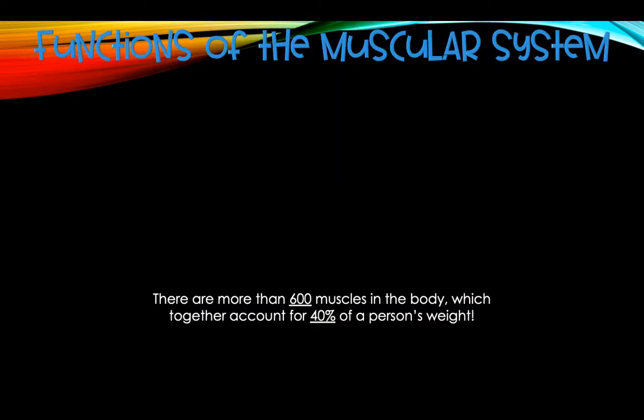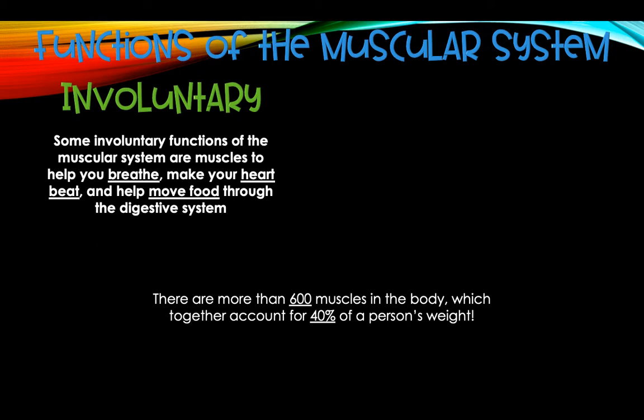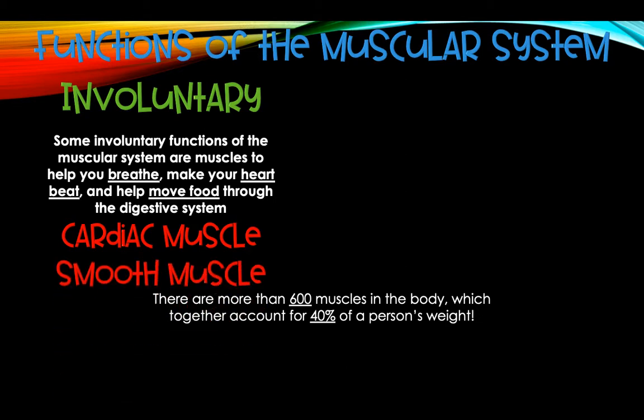So first, we're going to talk about the functions of the muscular system. So it functions in two ways. The first way is involuntary, which means that some of those muscles help you breathe, make your heart beat, and help move food through your digestive system. So involuntary means that you don't have to think about it. Your body just automatically does it. The two types of muscle that do this are cardiac muscle and smooth muscle. We'll jump into what those are in a minute.